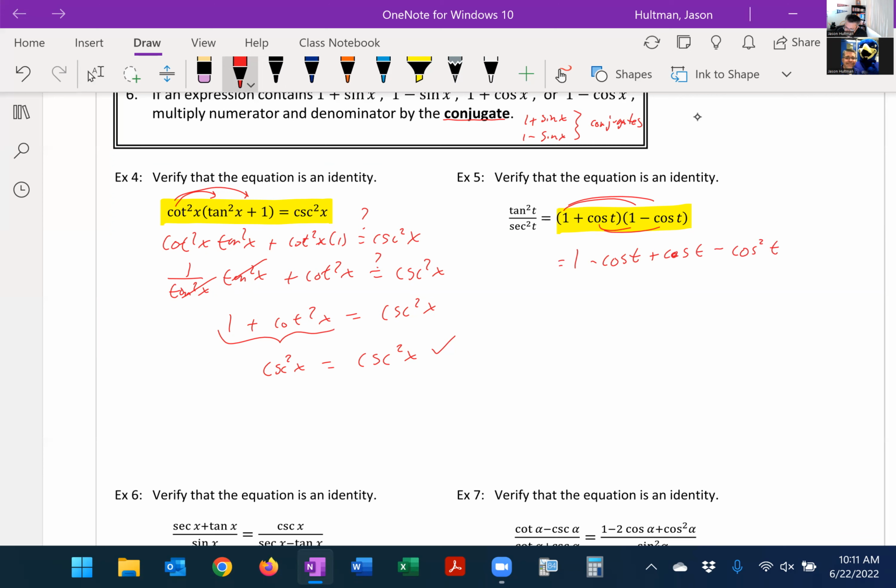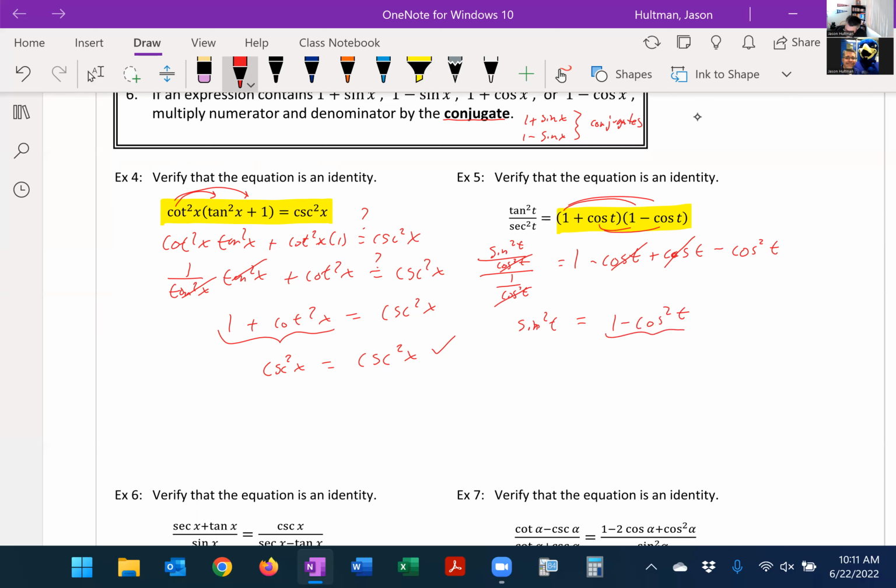On the other side of the equation, I'm going to change to sines and cosines. So this is going to be sine squared t over cosine squared t, all over 1 over cosine squared t. What's nice here is that when I multiply both top and bottom by cosine squared, the denominators cancel out. So this just becomes sine squared t, is equal to, now those middle terms cancel out on the other side, and I'm just left with 1 minus cosine squared t.